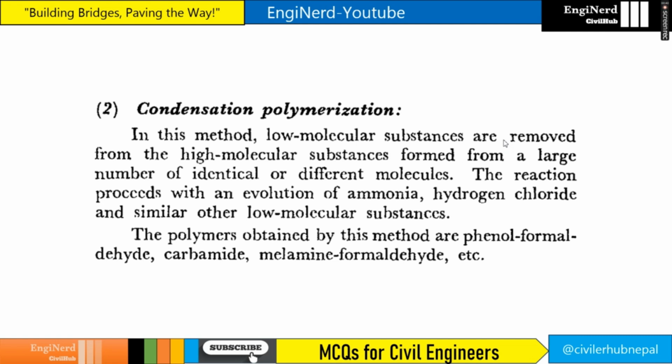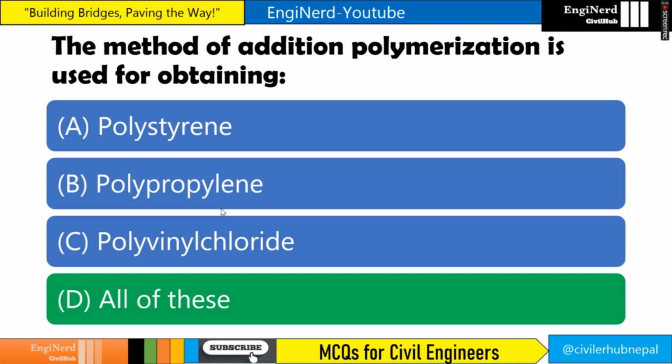And if you consider the condensation polymerization, here is some important thing to remember. Low molecular substances are removed from the high molecular substance formed from a large number of identical or different molecules, right? And the reaction proceeds with evolution of ammonia, hydrogen fluoride and other low molecular substances. This is also important from the point of view of objective. Another important thing is the polymers obtained by this method are phenol formaldehyde, carbamide and melamine formaldehyde. This is also another important point. So answer is all of these.